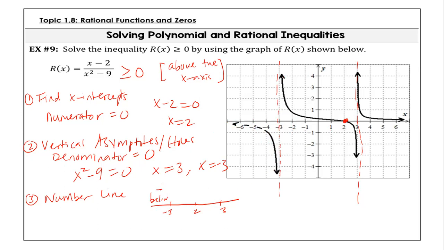From negative 3 up until 2, what do I have? I have positive, so they are above the x-axis. From 2 to 3, what do I have? Negative, which makes me below the x-axis. And then from 3 to infinity, what do I have? Positives, which make me above.